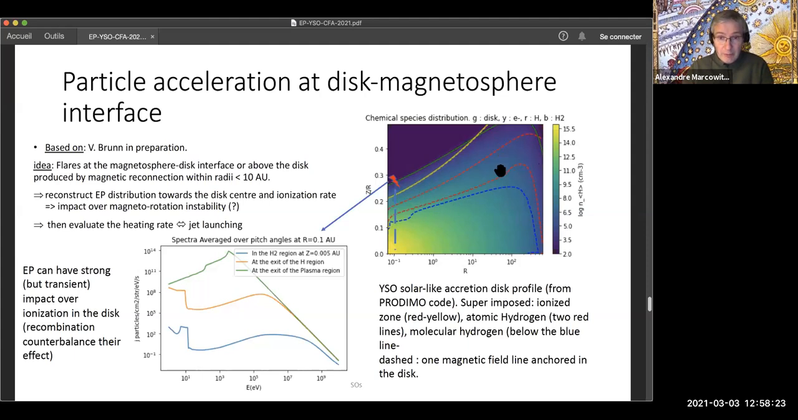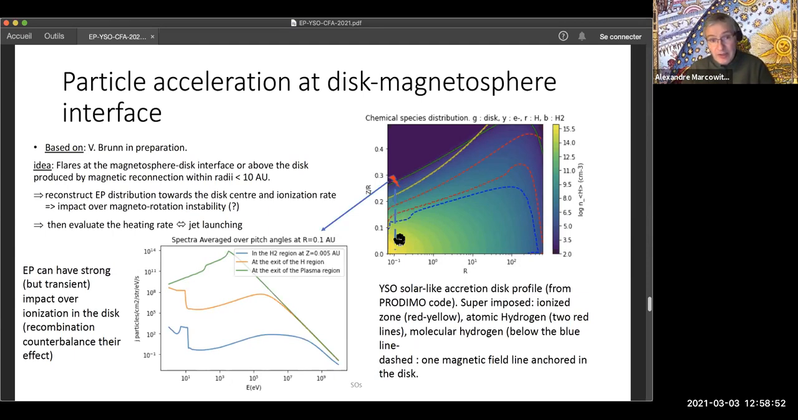Then we can have the density profile, and we inject non-thermal particles which follow the magnetic field lines. As the particles move towards the disk, they lose some energy through Coulomb losses and then ionization, and the losses carve the low energy part of the particle distribution, as you can see here. While moving towards the disk, particles ionize and deposit some heat.